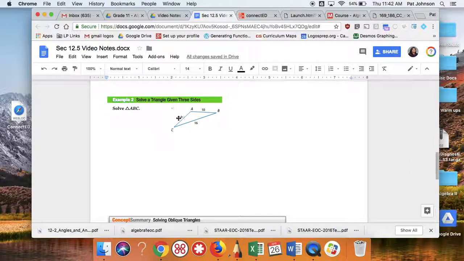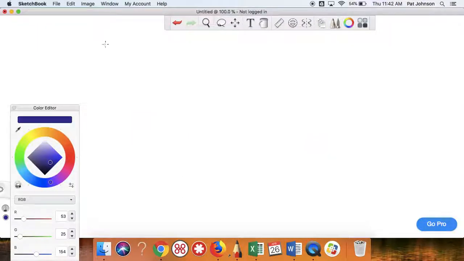Okay, so solve a triangle given 3 sides. I need to find all of my angle measures, so I need angle A, angle B, and angle C. Now I can't use the law of sines because I've got 2 angles and I'd have 2 unknowns. So I have to use the law of cosines.